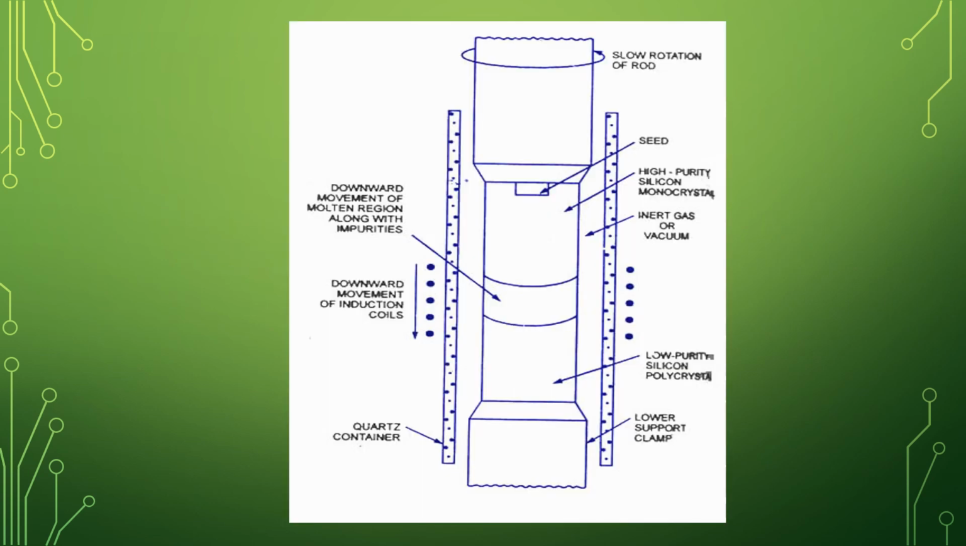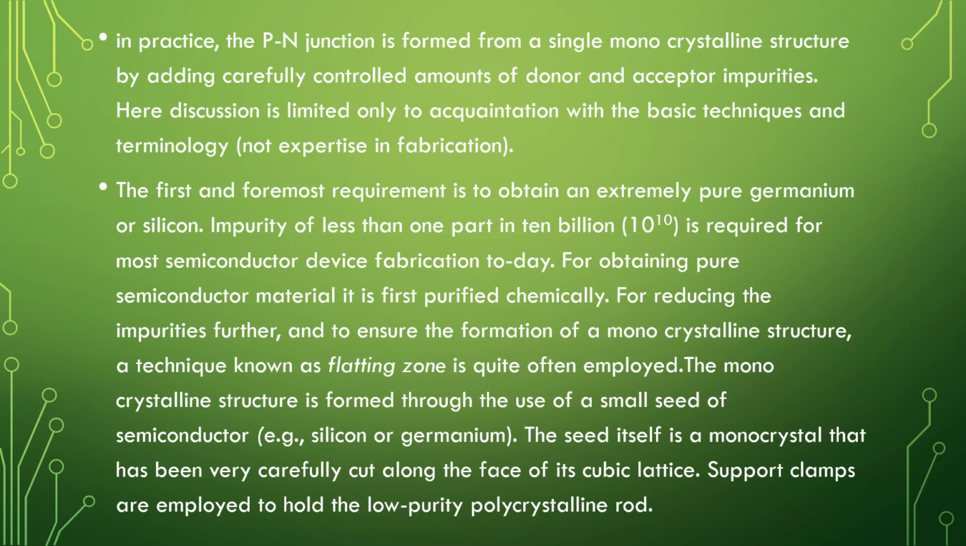If you see this diagram carefully, upward there will be a slow rotation of the rod, and there will be a seed placed at this point. This part is made up of high purity silicon monocrystalline, and the gap between is covered by an inert gas or a vacuum. This is made of low purity silicon polycrystalline. This holds the lower support clamp, and this is a quartz container. There will be downward movement of induction coils every time, and downward movement of the molten region along with impurities is done here.